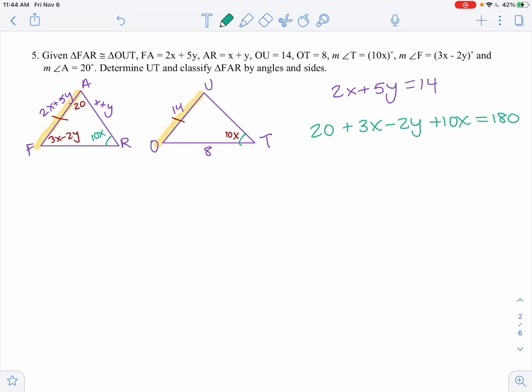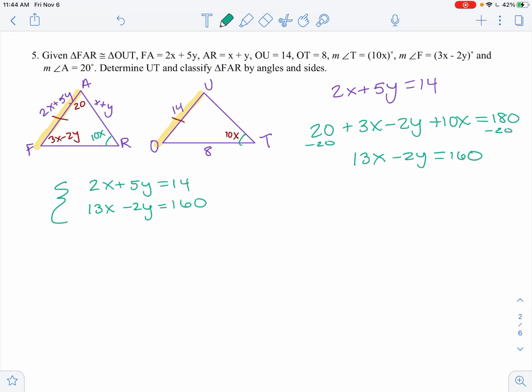So I'm going to go ahead and combine my like terms. That gives me 13x minus 2y equals, I'm going to subtract that 20 to the other side, so equals 160. And so now I have a nice system of equations, right? I have that first equation, 2x plus 5y equals 14, and that second equation, 13x minus 2y equals 160.